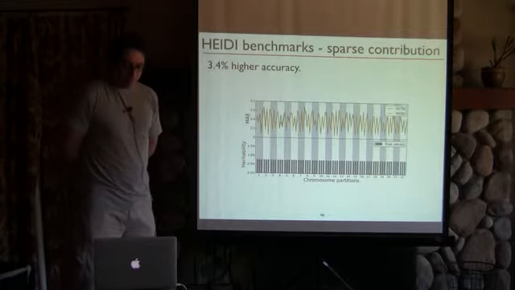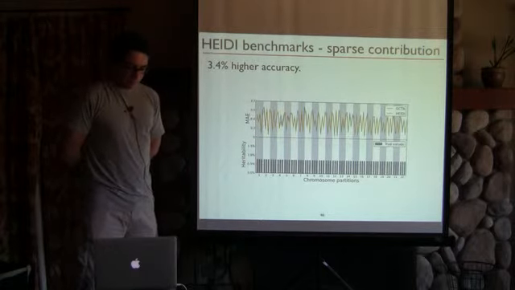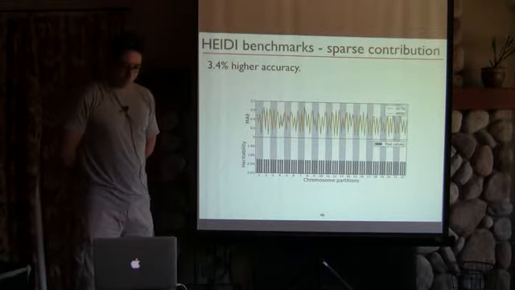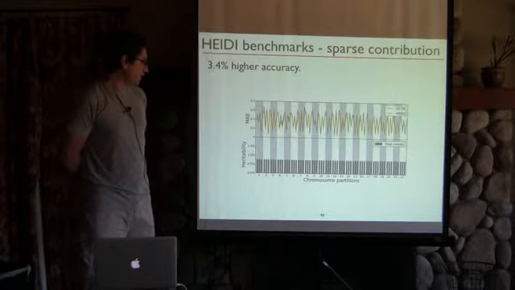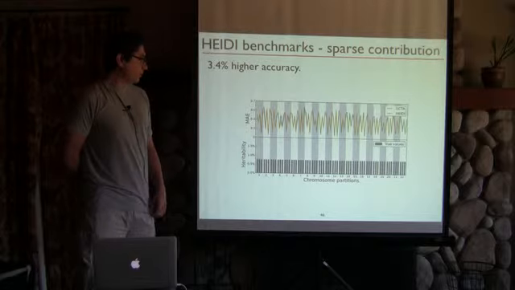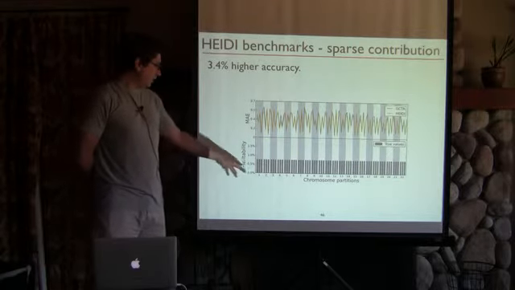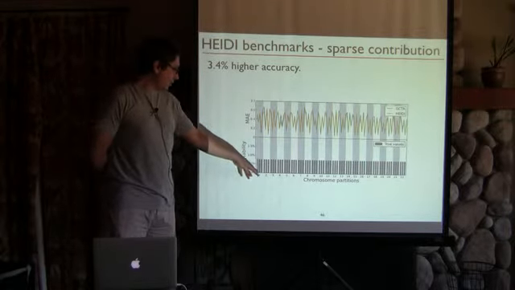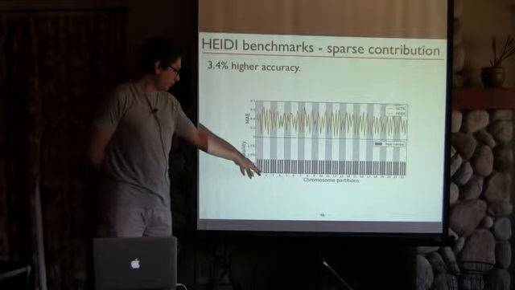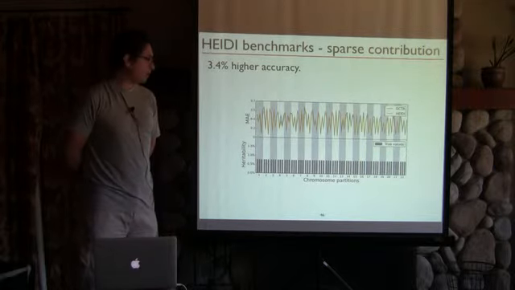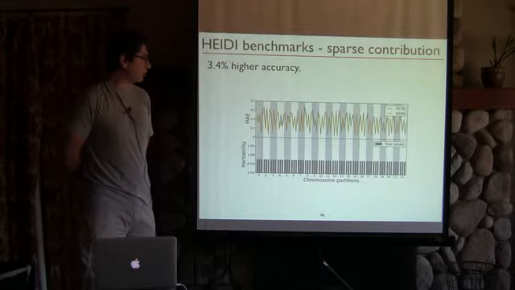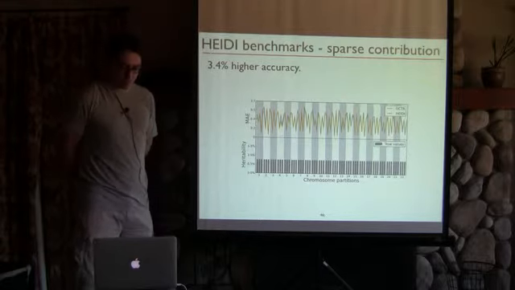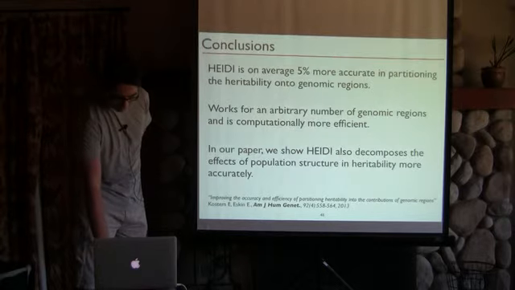And finally, we benchmarked the approaches under a third condition where we have a sparse contribution, and in this case not all the regions contribute to heritability. In each chromosome only the 1st, 3rd, and 5th regions contribute heritability, and the 2nd and 4th regions have 0 heritability contribution. In this scenario as well we obtained higher accuracy.